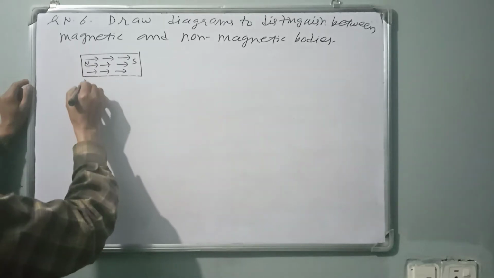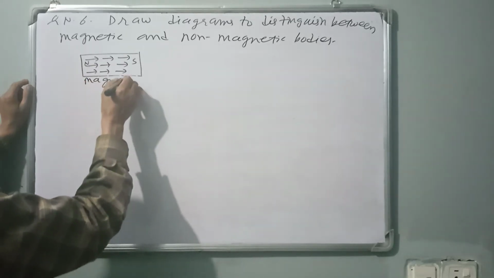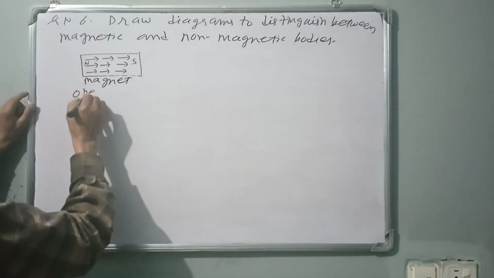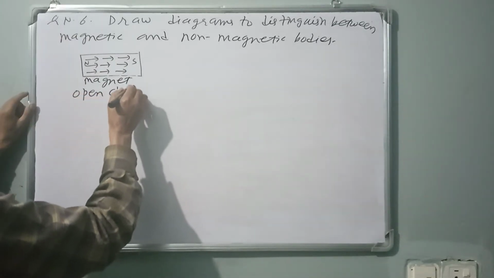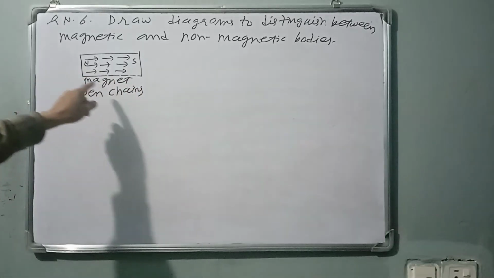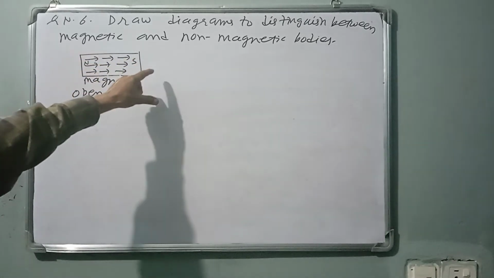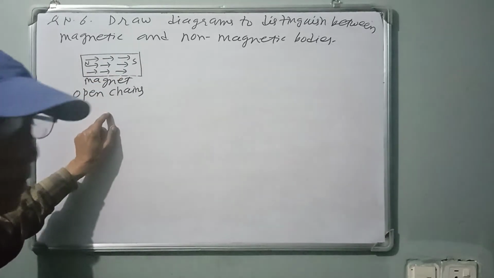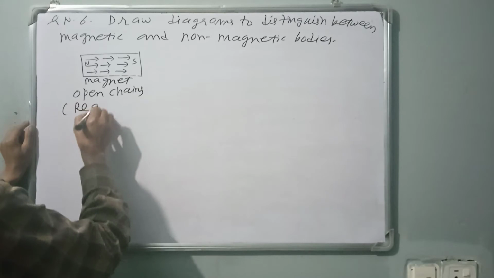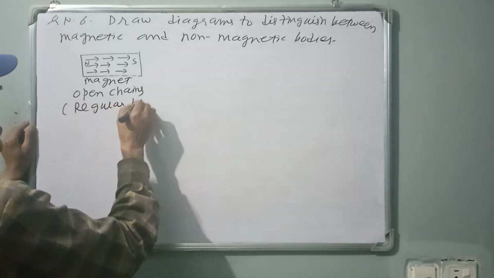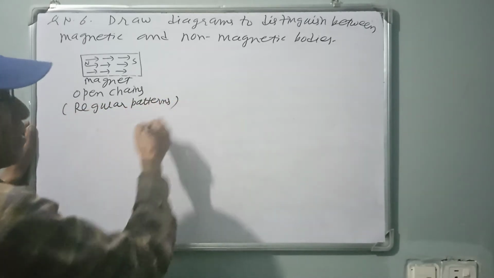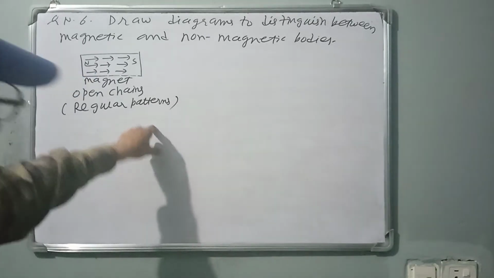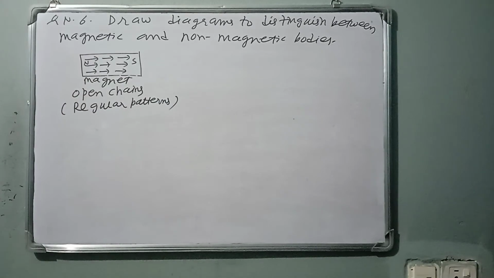North Pole, South Pole. Magnet. It is a magnet. Why? They are open chains. It has open chains or a regular pattern. All the North Poles show one direction and all the South Poles show another direction. Open chains are regular patterns of molecular domains or magnetic domains or molecular magnets.